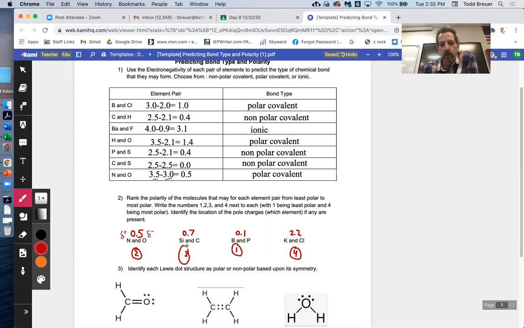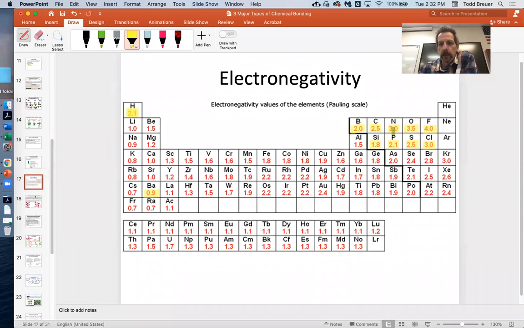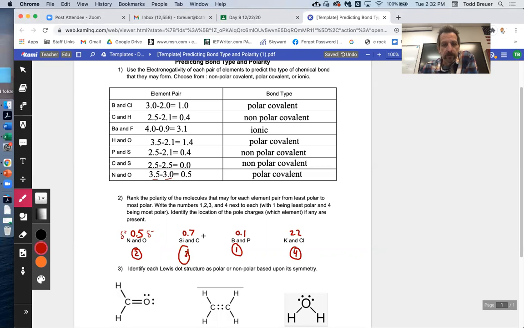So silicon and carbon, if we forgot, we could go back and look that up, right? Silicon was 1.8, carbon was 2.5. So carbon has the higher electronegativity. Carbon will be the partial minus pole, right? Silicon will be the partial positive pole. We're not going to do that at all for B and P because it's a kind of bonding called non-polar covalent. So we don't get partial charges to form.